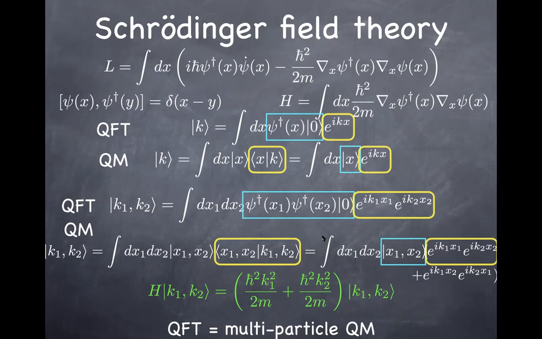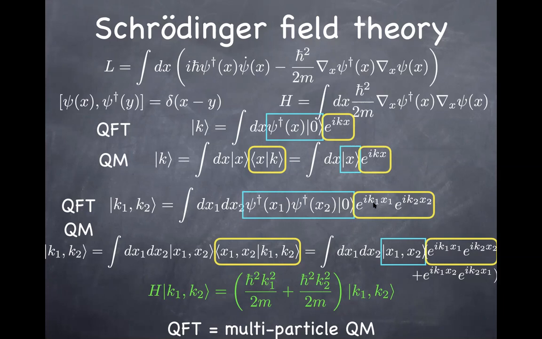Good. Elijah? Yeah, I was just going to ask why we need to symmetrize the exponential part in the quantum mechanics case, but in QFT we just leave it as e^{ik1x1}, e^{ik2x2} because it's not symmetric under interchange, right? Of x1 and x2.